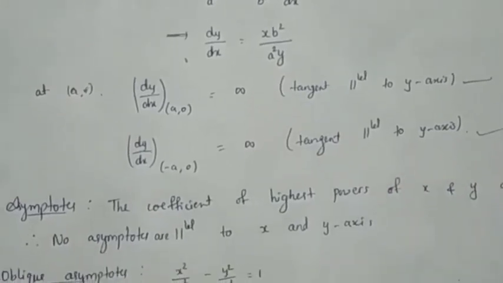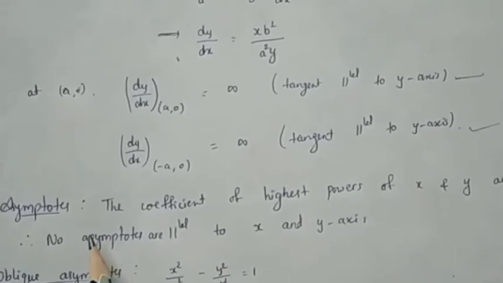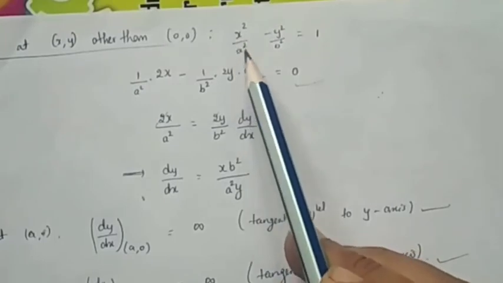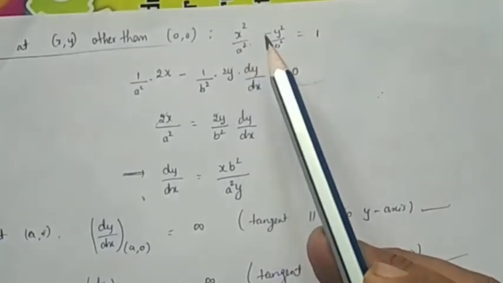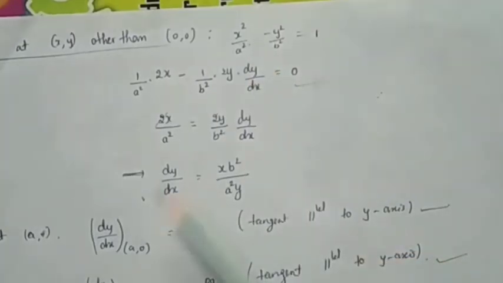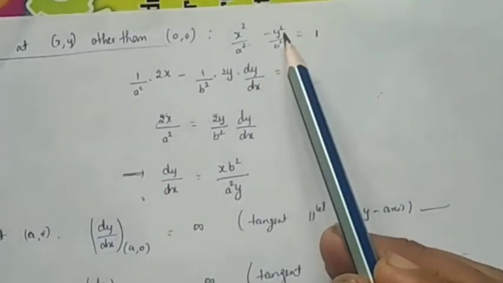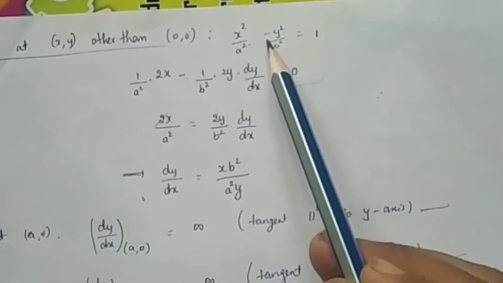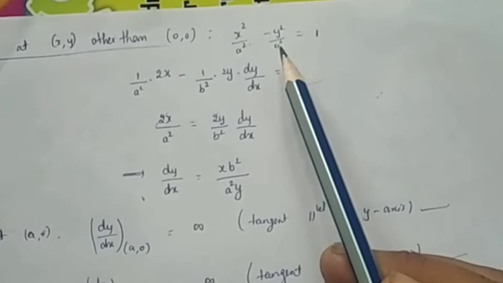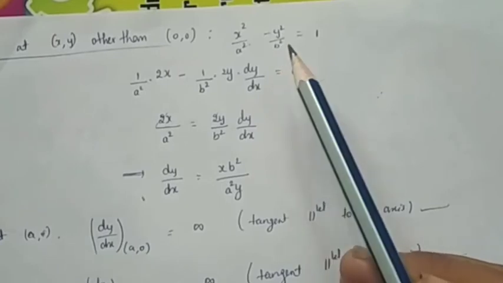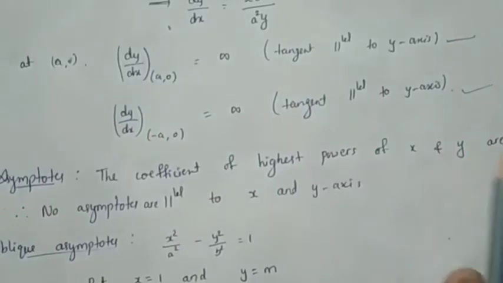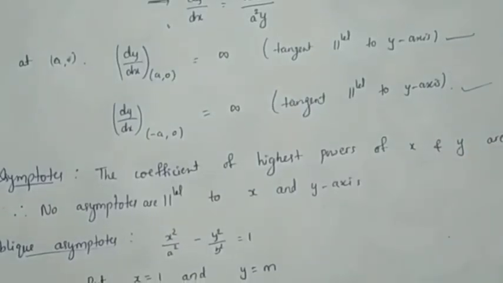The next point is the asymptotes. The coefficient of highest power of x is 1 by a square. 1 by a square is a constant. Therefore, no asymptotes parallel to the x-axis. And also, the coefficient of highest power of y is minus 1 by b square. It is a constant. Hence, we say no asymptotes parallel to the y-axis. Therefore, we say no asymptotes parallel to the coordinate axes.